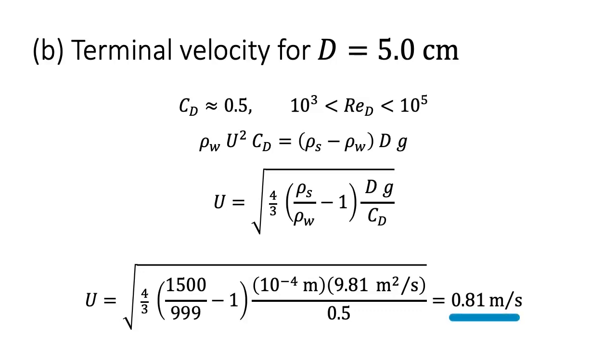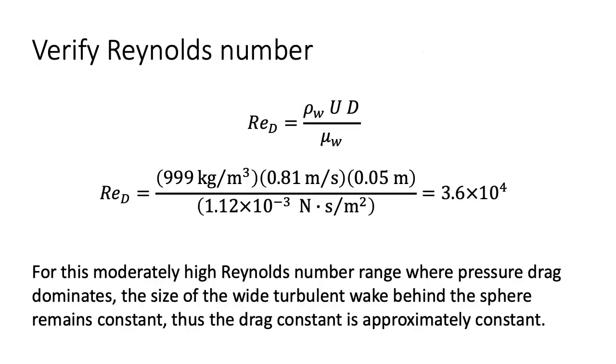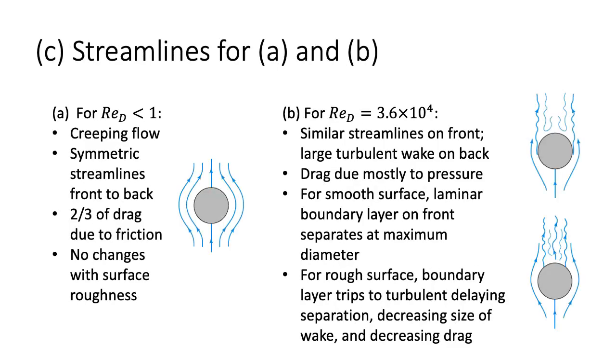Substituting in our properties, we now get a much larger velocity of 0.81 meters per second. Finally, for part B, we check the Reynolds number, and it is indeed within the range we assumed, and we do not need to iterate for convergence. For this range of Reynolds numbers, the drag coefficient is approximately constant because the size of the wide turbulent wake is also constant. For part C, we draw streamlines for each case and consider how surface roughness changes both the flow field and the terminal velocity.